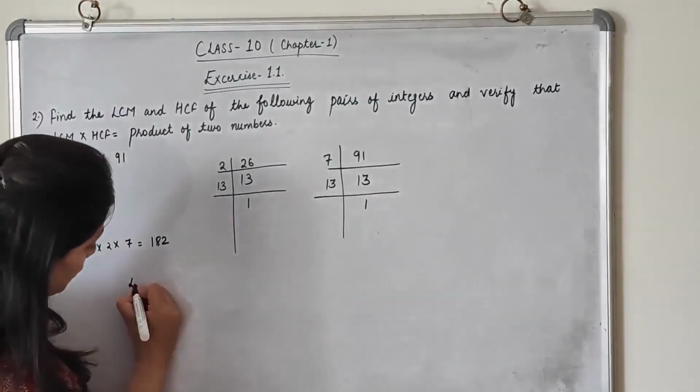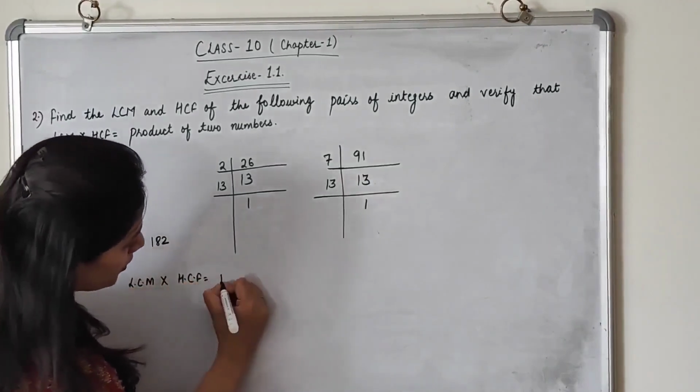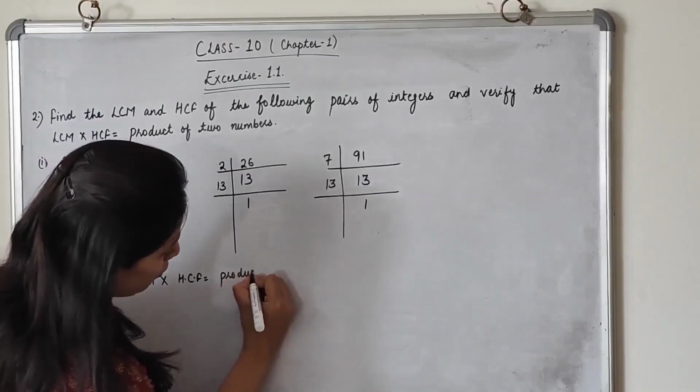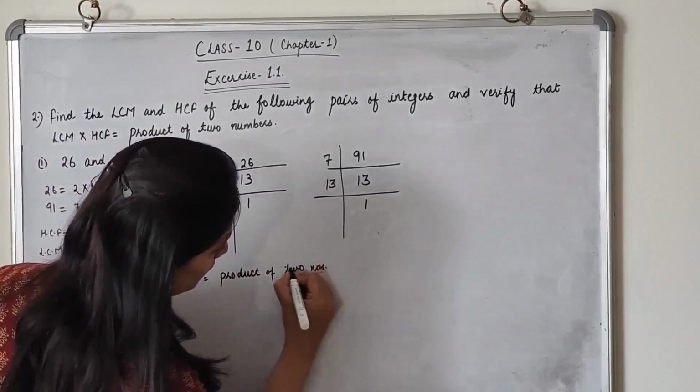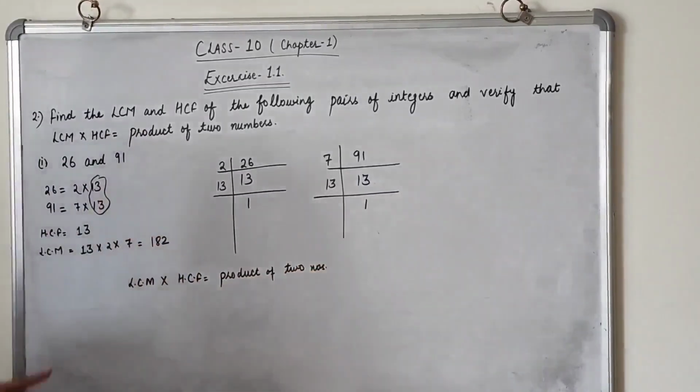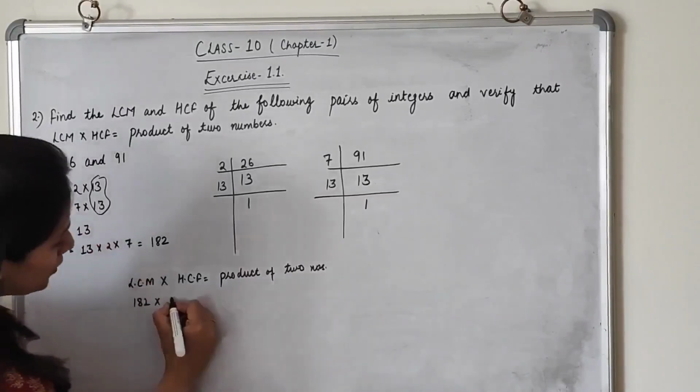So also we have to verify the result that LCM cross HCF is equal to product of two numbers. So LCM cross HCF is equal to product of two numbers. What is the LCM? LCM is 182 and HCF is 13.